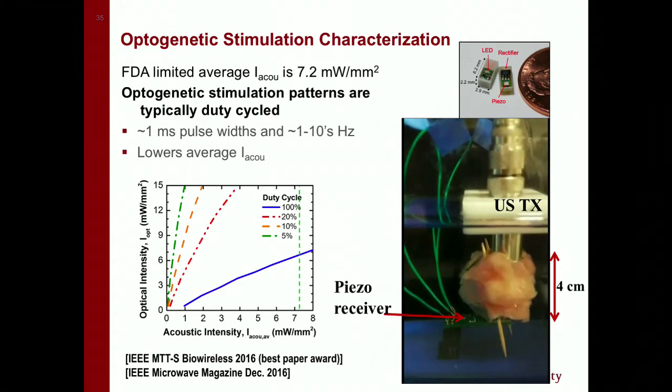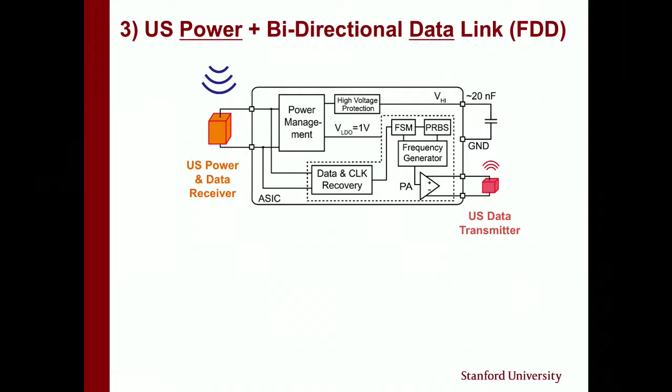Now, if you look at the acoustic intensity and optical intensity, for our purposes, we're looking at about 6 to 8 milliwatts per millimeter squared of optical intensity. And we can achieve that at acoustic intensities that are much lower than the FDA-allowed continuous intensity. And we can do that for about a 20% duty cycle in optogenetics. So 20% is about the maximum duty cycle that you're probably operating at in optogenetic applications. So stimulation could be done at relatively high power levels.